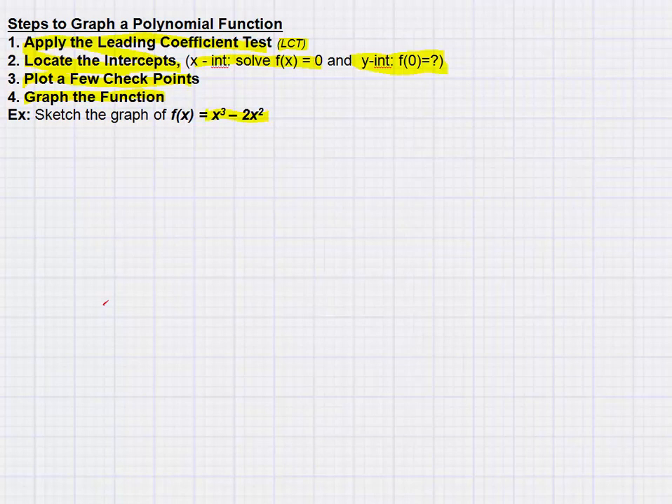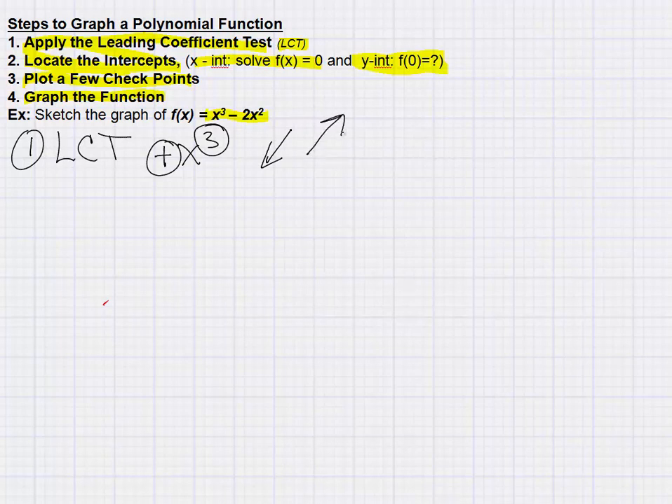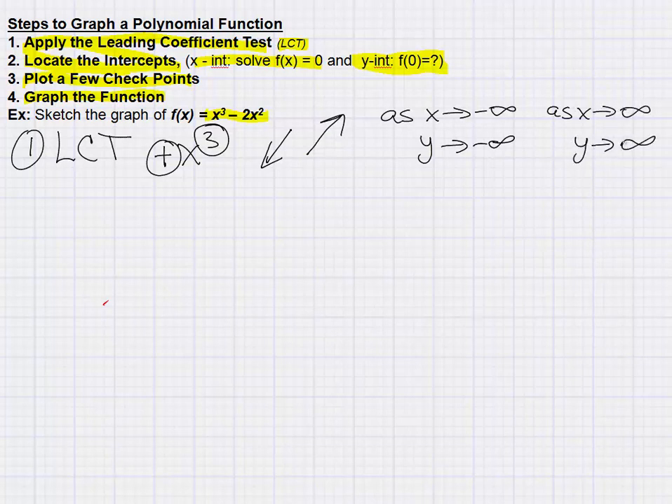So let's look at this one. Sketch this particular graph. So I'm going to do step 1, LCT, leading coefficient test. So the x cubed is going to be the key to that. It's got a positive 1 in front of it and an x cubed, so a positive coefficient and an odd power. On the left, I should look like this, and on the right, I should look like that. So as x goes to negative infinity, y goes to negative infinity, and as x goes to positive infinity, y goes to positive infinity. Okay, so now I know what's happening on the ends of the graph.